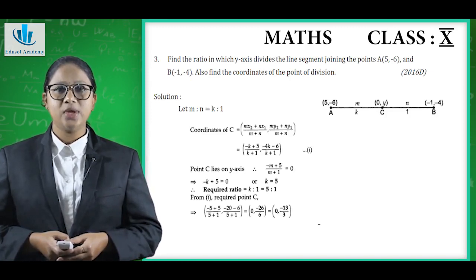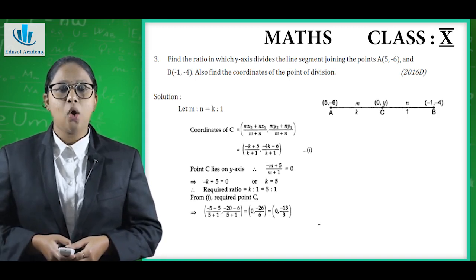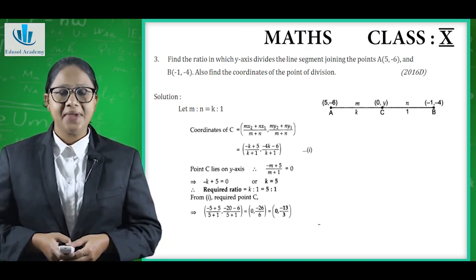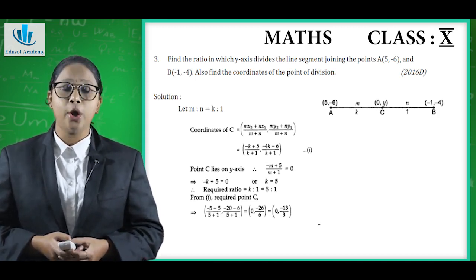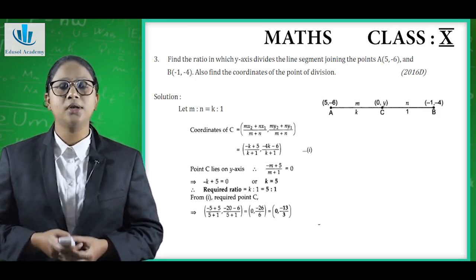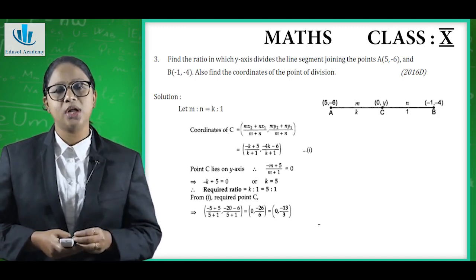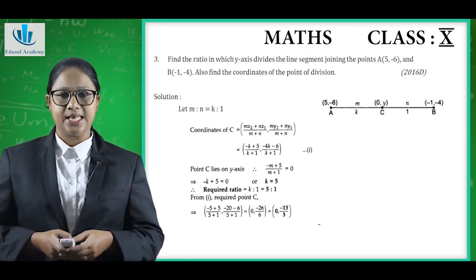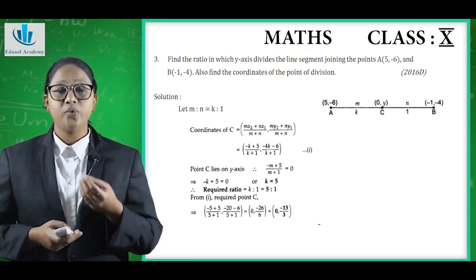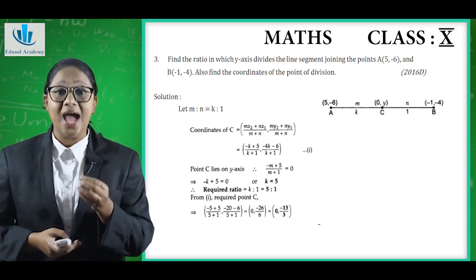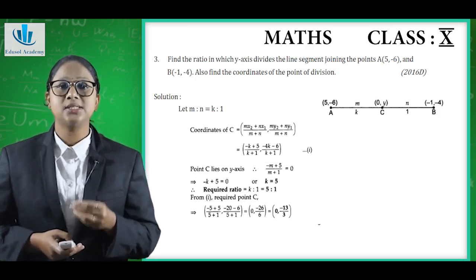Find the ratio in which the y-axis divides the line segment joining the points A (5, negative 6) and B (negative 1, negative 4). Also find the coordinates of the point of division. A lot of unknown parameters here. The first part of the question is to find the ratio in which the y-axis is dividing the line segment. So when we are asked to find the ratio of section, we have to assume the ratio as k is to 1.